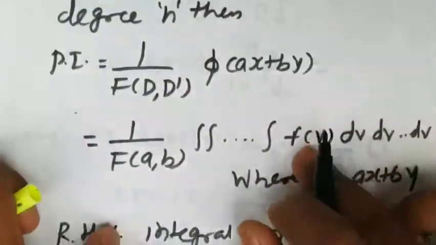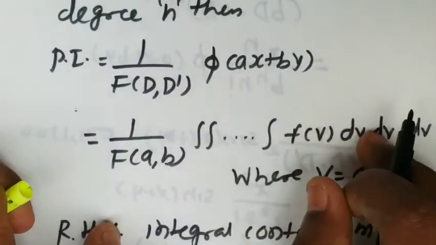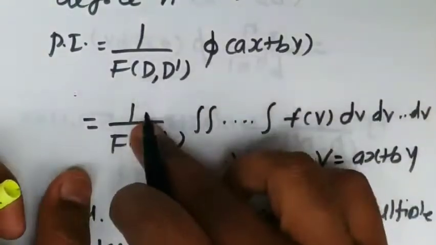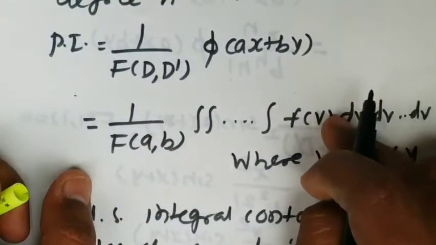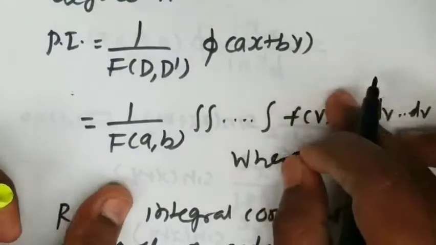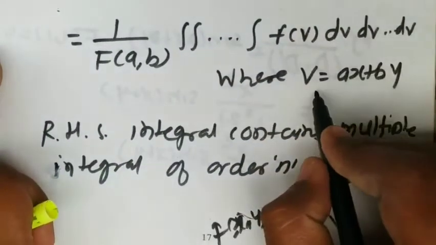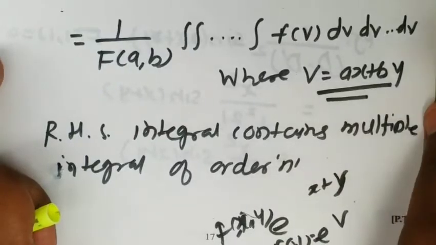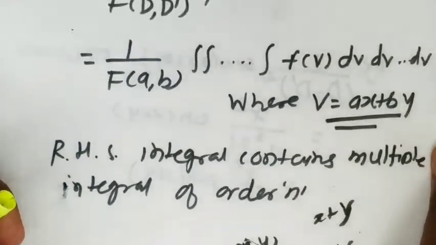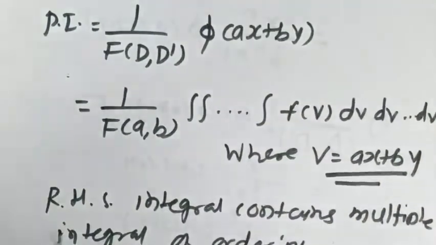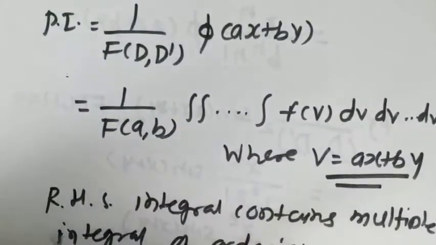So in this integration, I am going to integrate e raised to v how many times? N times, if it is a differential equation of order n. If it is of order 2, I will integrate e raised to v 2 times, like that. And whatever integration you get, you will get in terms of v. At the end, you need to replace the value of v by that factor ax plus by. So this formula is there for determining the particular integral. Okay, try to understand it.